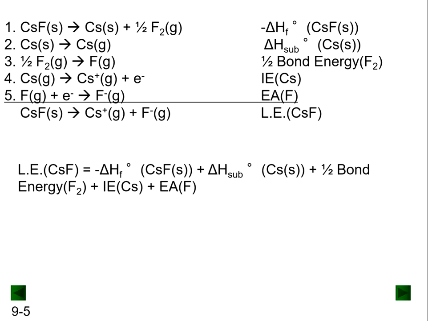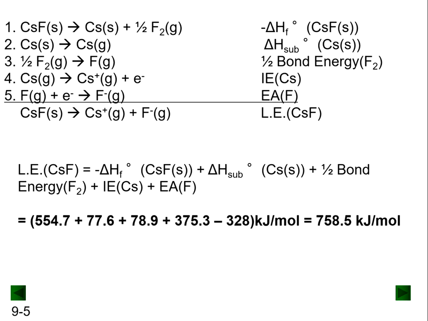If we do this, we end up with the following equation. The lattice energy will equal minus the enthalpy of formation, plus the sublimation energy, plus half the bond energy, plus the ionization energy, plus the electron affinity. And if we plug all those numbers in, these pop out to give us a value of 758.5 kilojoules per mole. That's the measured lattice energy for cesium fluoride.